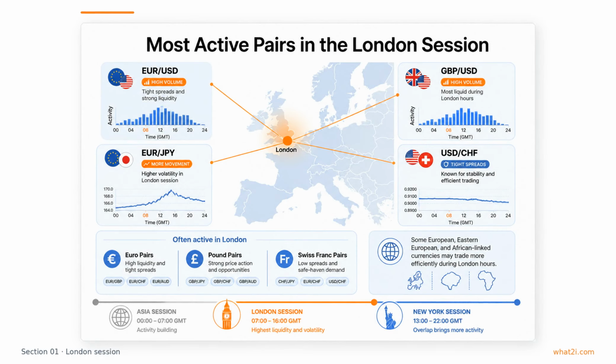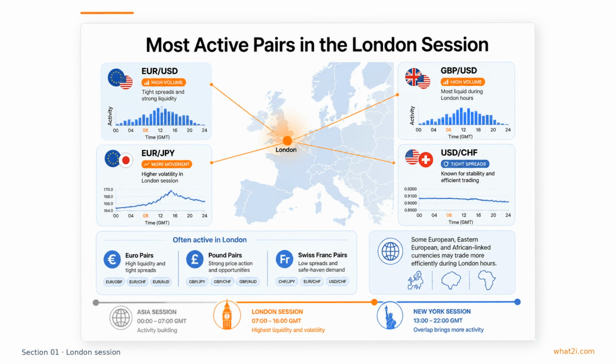While London is open, European-linked pairs usually attract the most attention. EUR/USD and GBP/USD are obvious leaders because they combine heavy institutional interest with strong regional relevance. EUR/JPY is often active as well, especially when European flows meet broader risk sentiment. USD/CHF can also trade efficiently during these hours because the Swiss franc is closely tied to European market behavior.